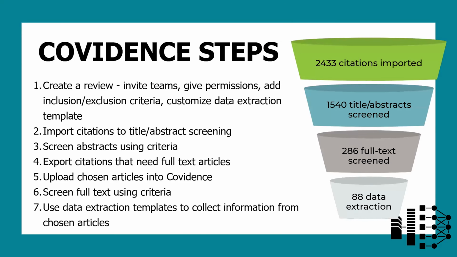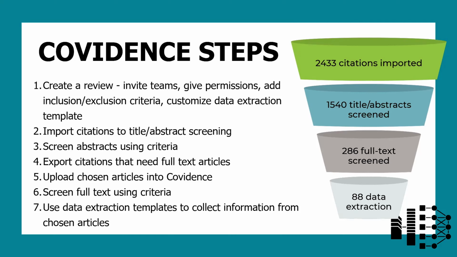Generally speaking, a scoping or systematic review will look something like this. You create your review, you invite your teammates, you give different permissions. In there, you'll add any inclusion-exclusion criteria, and that's where you can also customize your data extraction template. You then import the citations to the title abstract screening. You screen the abstracts using different kinds of criteria. And then you export the citations that need full text.